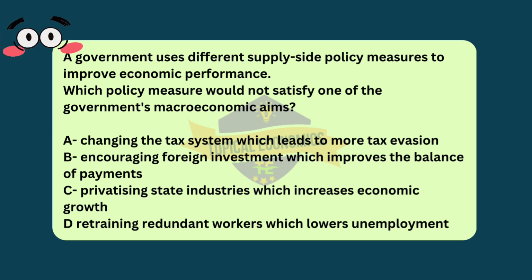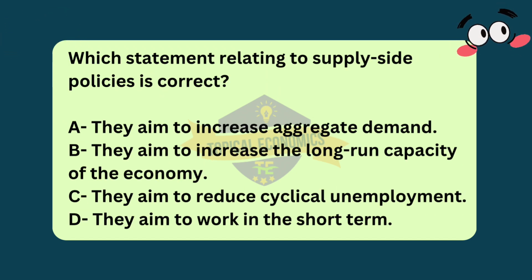Here, retraining workers who have become redundant due to structural changes in the economy helps reduce unemployment and provides workers with new skills to meet market demand. Lowering unemployment is a key macroeconomic objective, and this policy contributes to full employment and a more adaptable, skilled labor force, which are essential for long-term growth and stability. Moving to question 3.